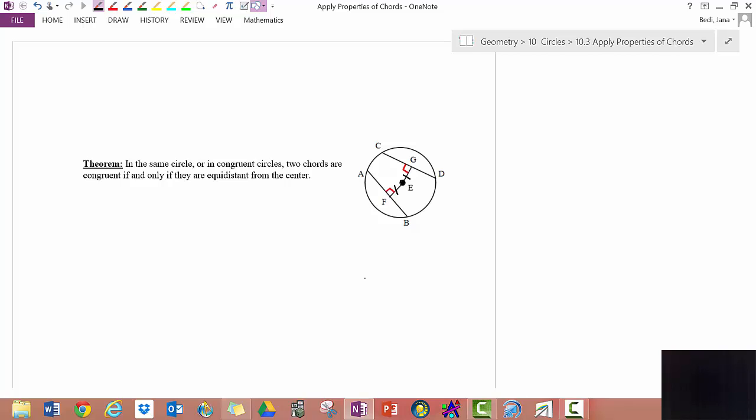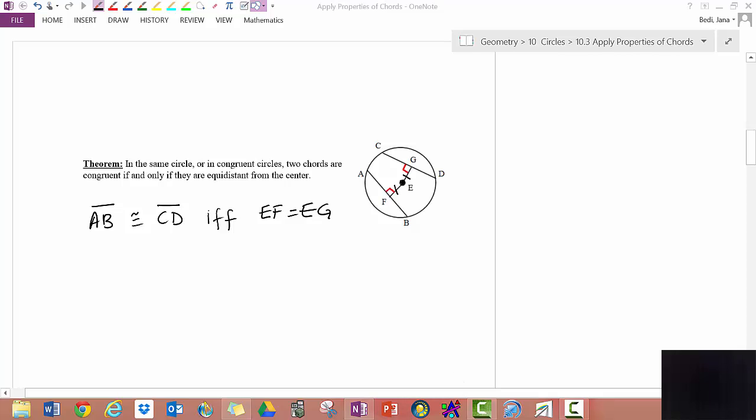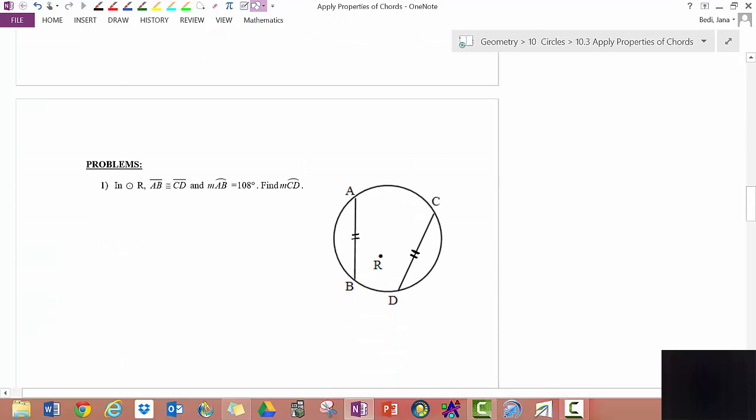Let's write that down. So we'll say segment AB is congruent to segment CD if and only if EF equals EG. Note we don't have a segment sign. We're saying they are equidistant. That means if EF is 7, then EG must also be 7. Okay, and then you can use this information to work the problems.